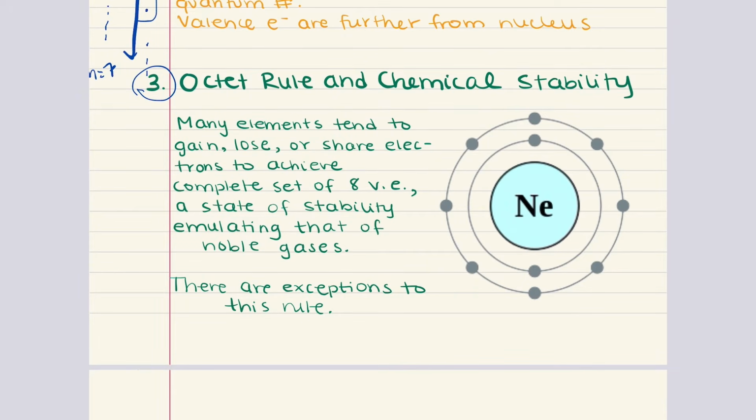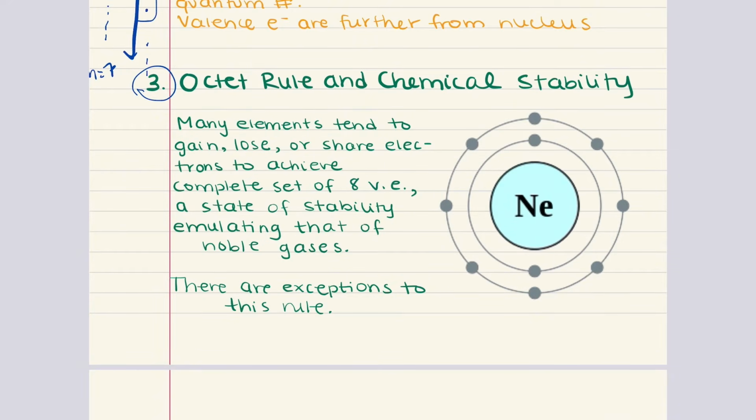Then our third and final point that we want to discuss before we move into periodic trends is the octet rule and chemical stability. The octet rule is a principle that describes the tendency of atoms to gain, lose, or share electrons to achieve a stable electron configuration with 8 valence electrons, similar to that of the noble gases. This configuration is energetically favorable, and so it's often associated with chemical stability.